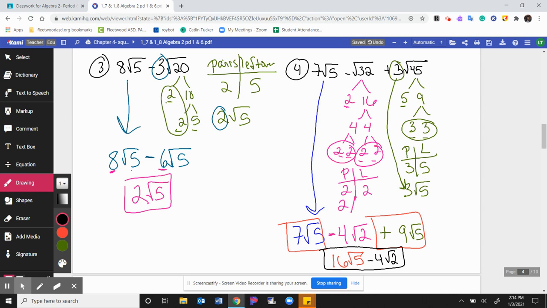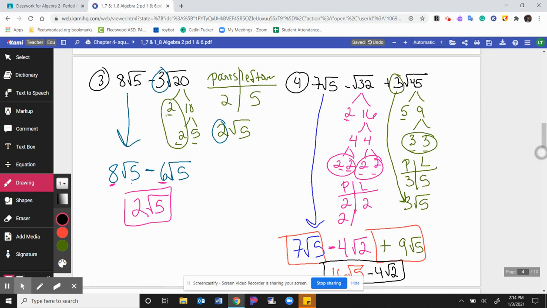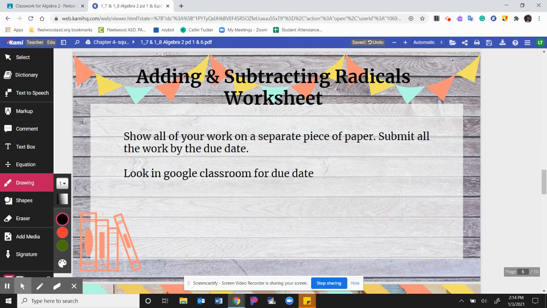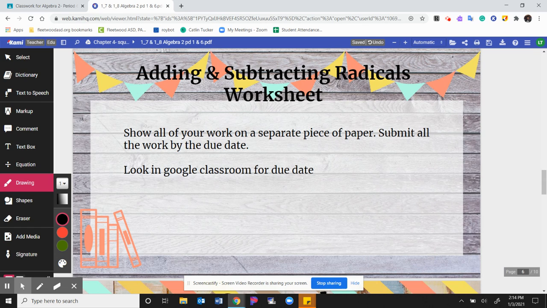Okay, so hopefully, guys, that made a little bit of sense to you. Again, if you're having questions, if it doesn't quite make sense, use the Zoom link that's there for Mrs. Wunderlich, and you can ask her some questions. But this is what you're working on next. In Google Classroom is posted the adding and subtracting radicals worksheet. There's a ton of questions there. So please make sure you're using your time wisely for the rest of class.